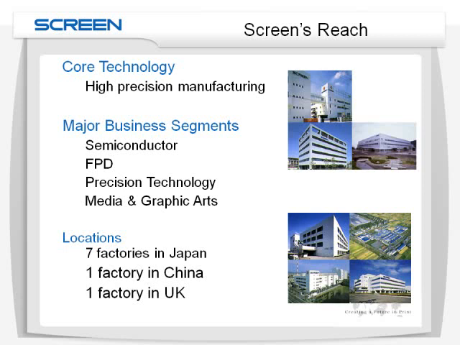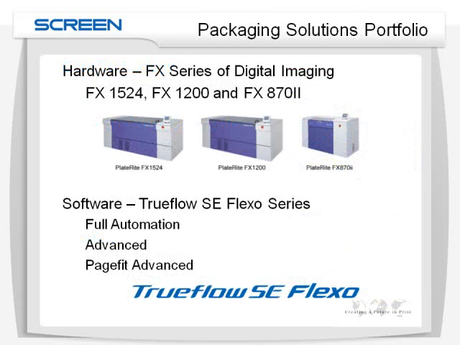Let's go over our packaging solution portfolio and what we're going to cover today. We're going to cover the hardware, and we're going to cover the software as well. We have 3 different models: FX 1524, FX 1200, and FX 870 Mark II. And the main differences in those 3 models are basically the plate size and productivity, meaning speed. The size of the plates starts from 30 by 34 all the way to 42 by 60 inches. In terms of productivity, it varies between 4 to 6 square meters per hour.